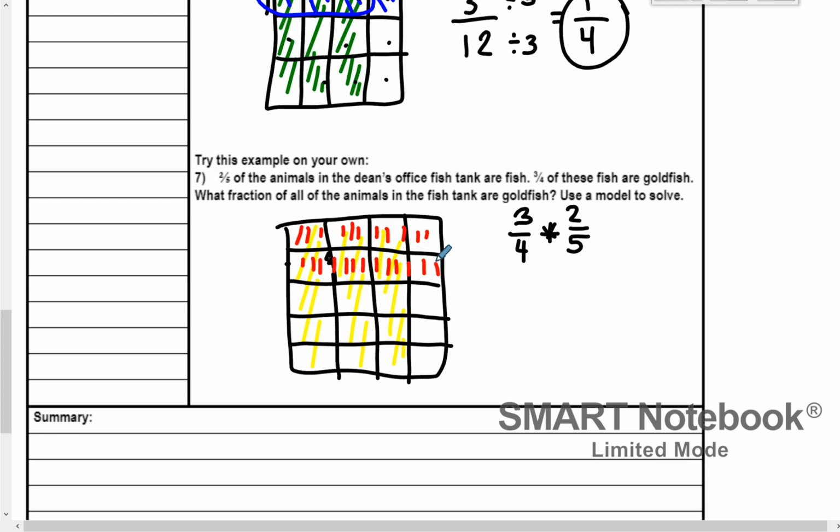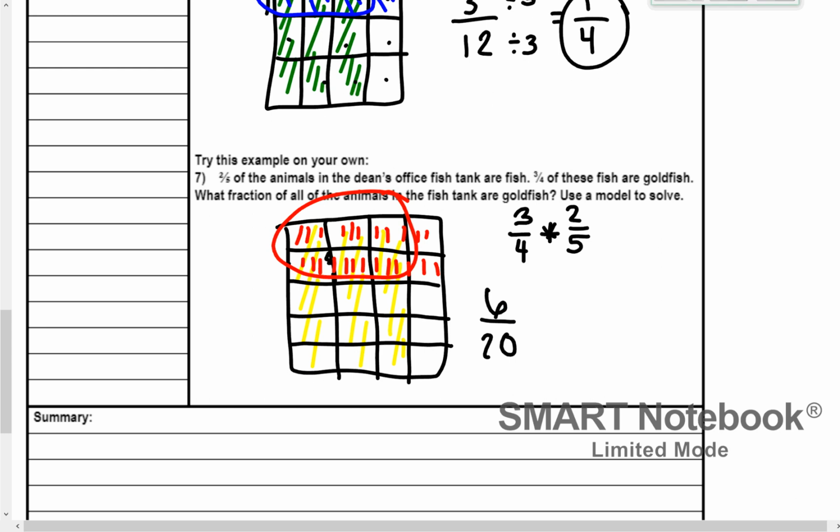1, 2. The boxes that overlap are our numerator. That should be 6, out of the number of boxes total, 1, 2, 3, 4, 5, 6, 7, 8, 9, 10, 11, 12, 13, 14, 15, 16, 17, 18, 19, 20. So we have 6/20ths. Sorry, that was the bell for passing period.